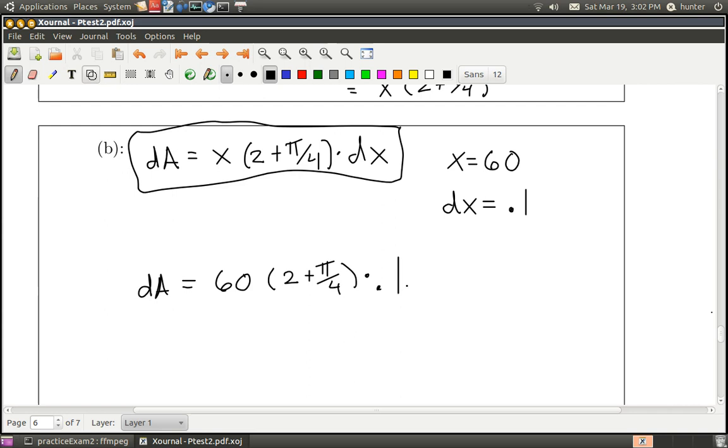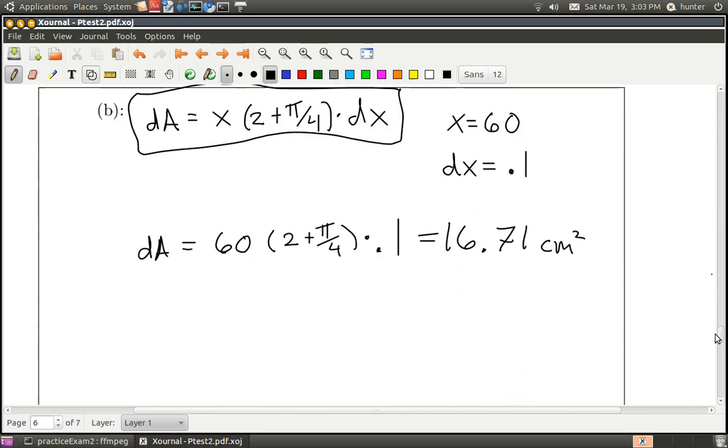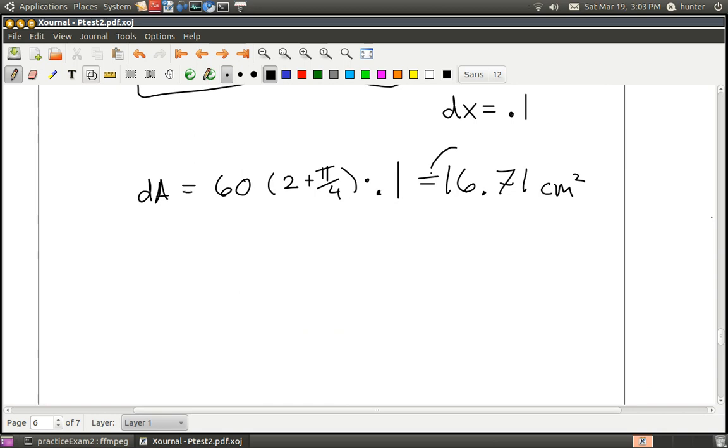And so what number is that? I'm fumbling through my notes. This turns out to be 16.71. The units here are centimeters squared. So that's kind of interesting. If you have a window like this and the side is 60 and you jiggle the width of the square a little bit, then you end up jiggling the area by 16.71 centimeters squared. And that's the end of the question.